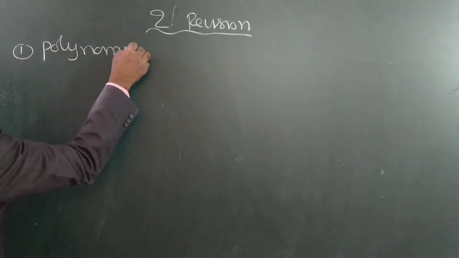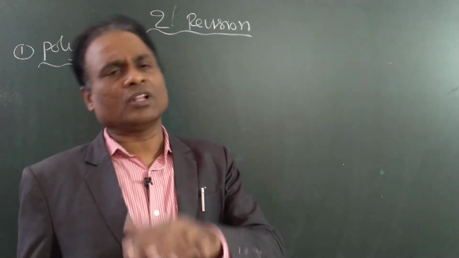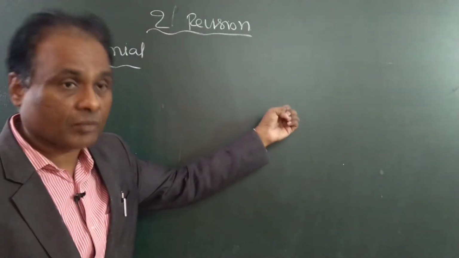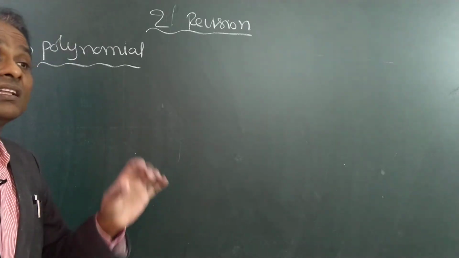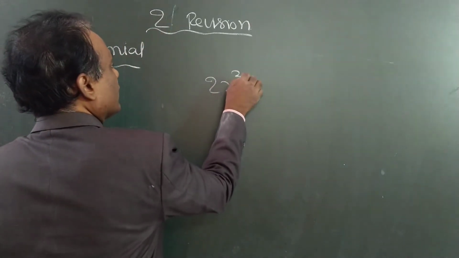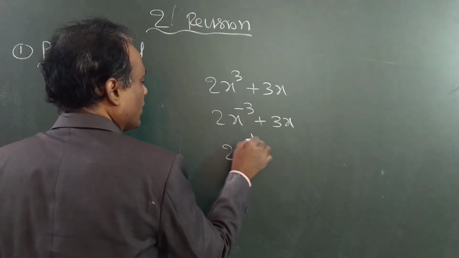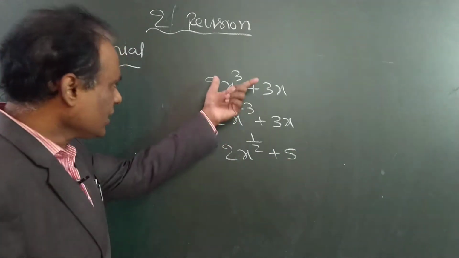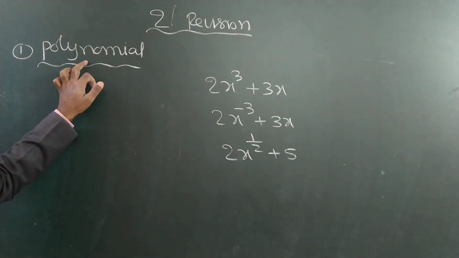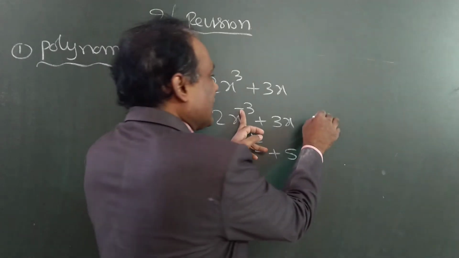First we studied what is a polynomial. An algebraic expression consisting of variables, constants, some terms. An algebraic expression having some terms is a polynomial provided that the power of the variable should be a positive integer. For example, 2x cube plus 3x, or 2x power 1 by 2 plus 5, like this. All these are algebraic expressions. So in this, few will satisfy the polynomial definition. The polynomial definition is that power should be a positive integer. It should not be negative.